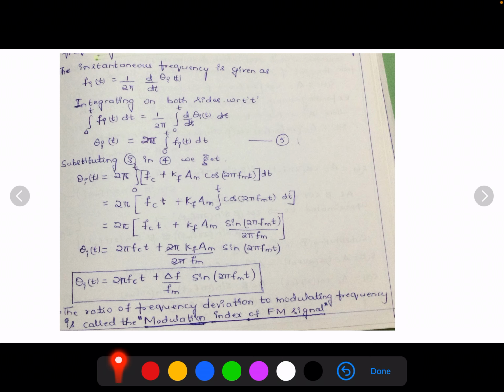The instantaneous frequency is given by fi of t is equal to 1 over 2 pi into d by dt of theta i of t. So integrating this equation on both sides and substituting the third equation in the fourth, after continued solving we get theta i of t is equal to 2 pi fc t plus delta f by fm sine of 2 pi fm t. The ratio of frequency deviation to the modulating frequency we call the modulation index of the FM signal.